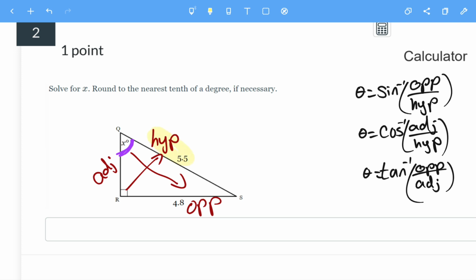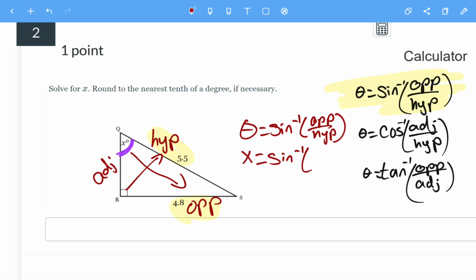We have the hypotenuse, we have the opposite. Sine has both of those, so we're going to use our inverse sine. So let me plug it in. We are looking for our angle, which I will use x for. Sine inverse of our opposite, which is 4.8, divided by our hypotenuse, which is 5.5.